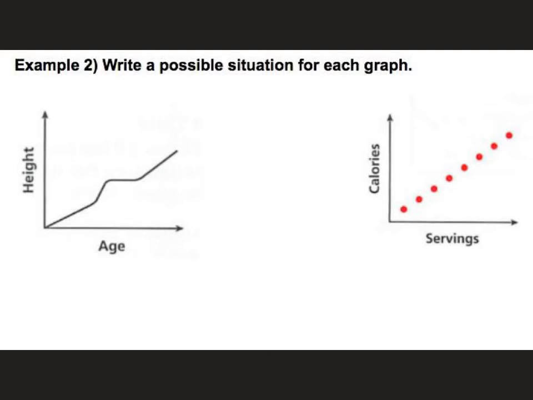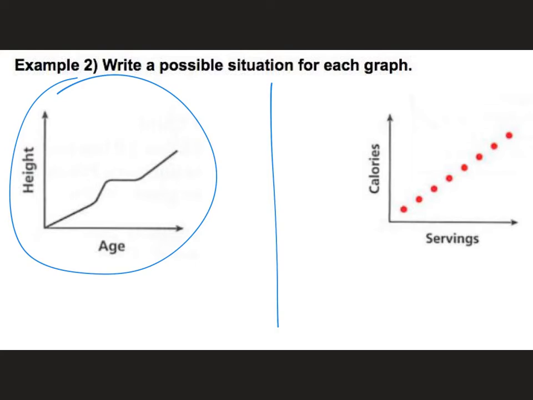So this first one here, we're comparing the age of a person with their height. My description for this first example would be, you're growing at a constant rate, so we're increasing at a constant rate, and then you have a quick growth spurt. Notice how this line goes up pretty steep. So you have a quick growth spurt, then you remain that height for a little while, and then you start growing at a constant rate again.